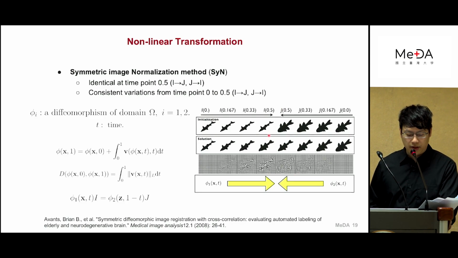In the transforming direction from I to J, the image at time point 0.5 is this one. And from transforming direction J to I, the time point 0.5 is this one. They should be identical. Finally, this algorithm ensures that the variations from time point 0 to time point 0.5 are consistent in both directions of transformation, which means these two variations should be identical.